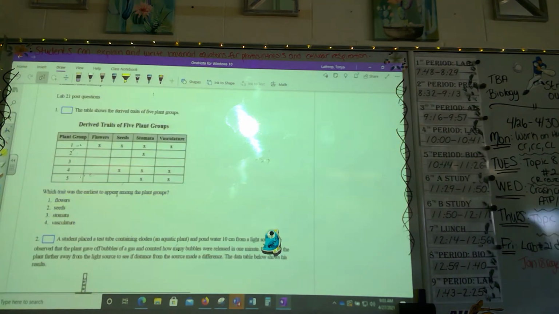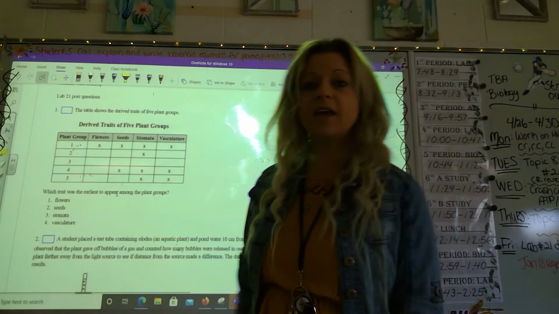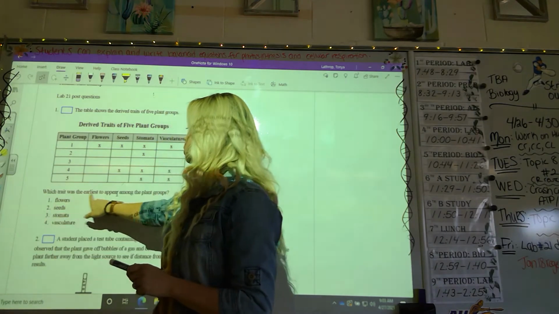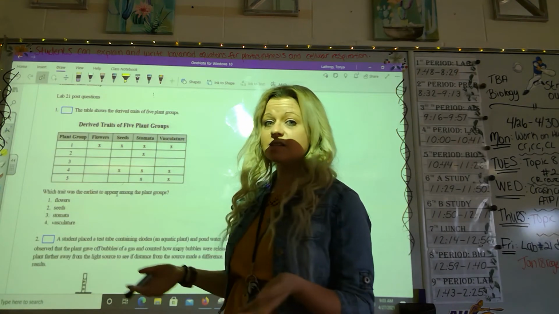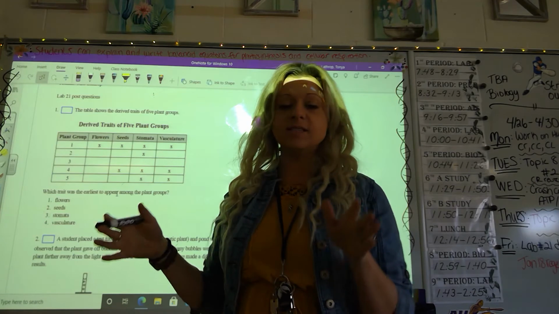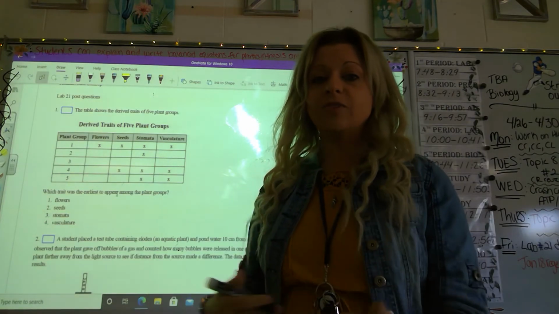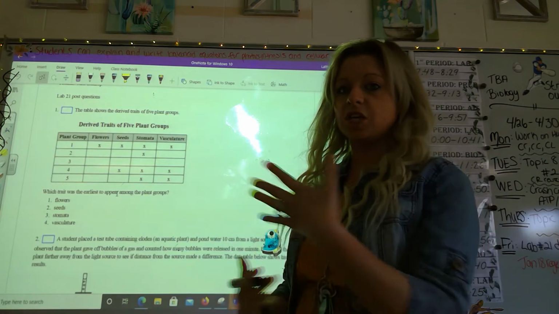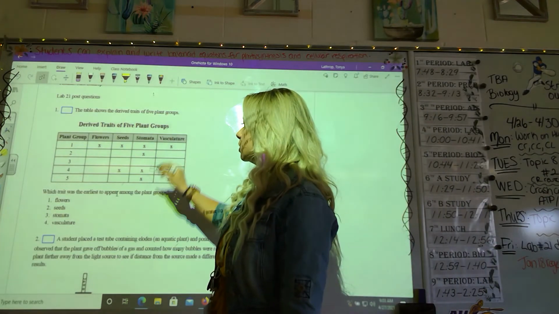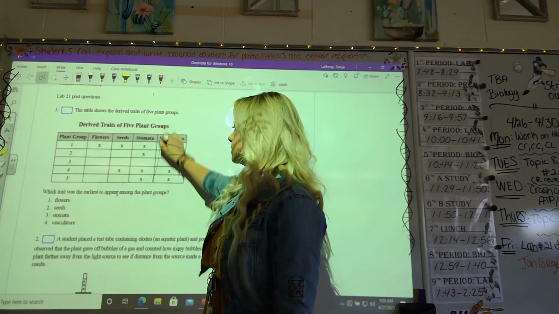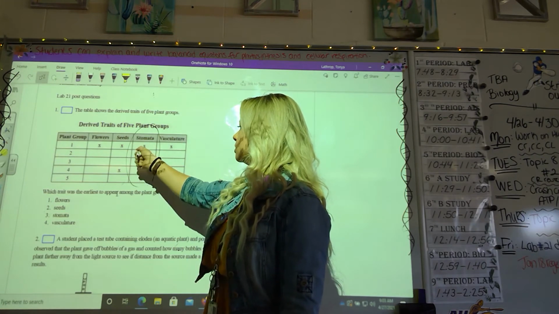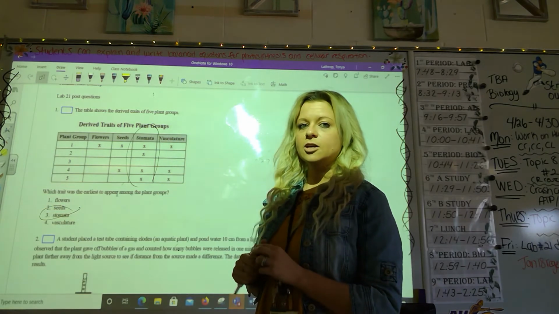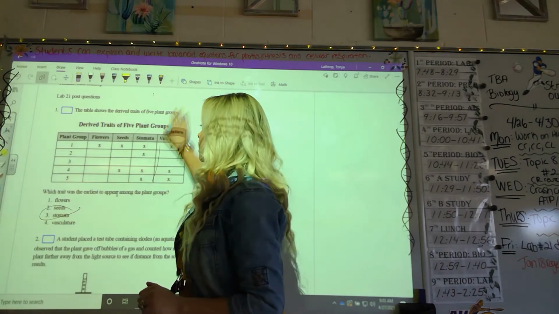Real quickly, I'm going to go through these questions with you, and then you'll be able to calculate everything and get through. Number one is asking which trait was the earliest to appear among plants. When you're looking at this diagram, you want to see which trait is found in most of them, because that means they had a common ancestor and share similar characteristics. Looking by the columns, the stomata is present in 1, 2, 3, 4 of the 5. So my answer is number 3, stomata. So number 1 is 3.